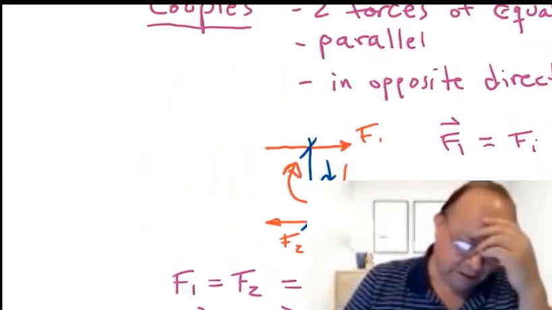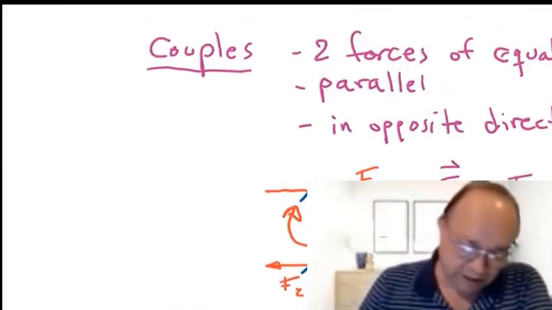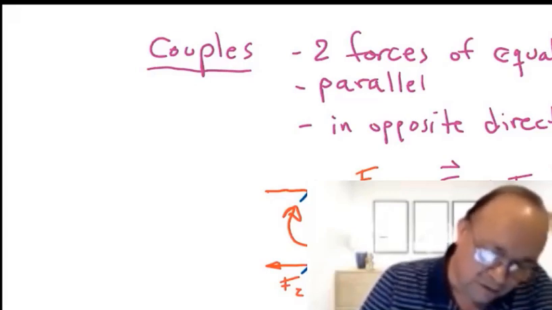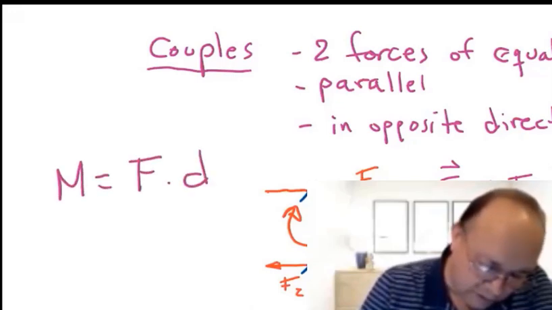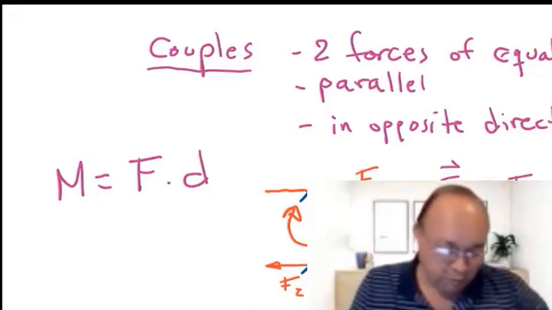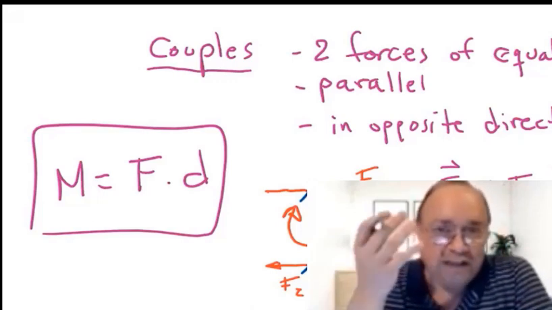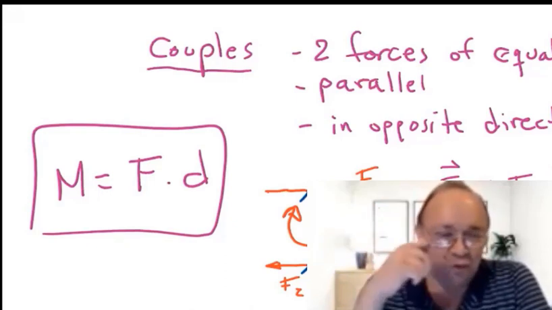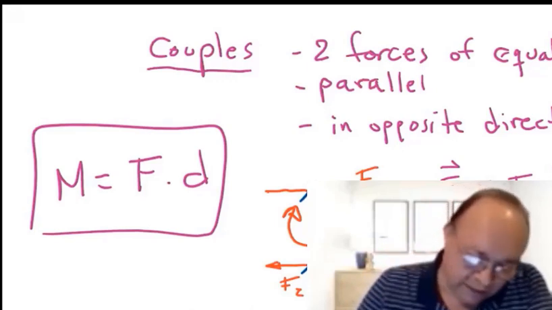I don't know if I said that specifically somewhere here, couples. I should say it here. Sorry. If you remember this, the moment the couple produces is equal to, oh my goodness, sorry, that's a very big missing. Moment is equal to force times distance. That's the magnitude of the moment produced by a couple. The magnitude of the forces, which is the same for both, so the magnitude of either one of the forces multiplied by the distance between them is the moment produced by the couple. And the distance you have to measure, again, at 90 degrees, right?